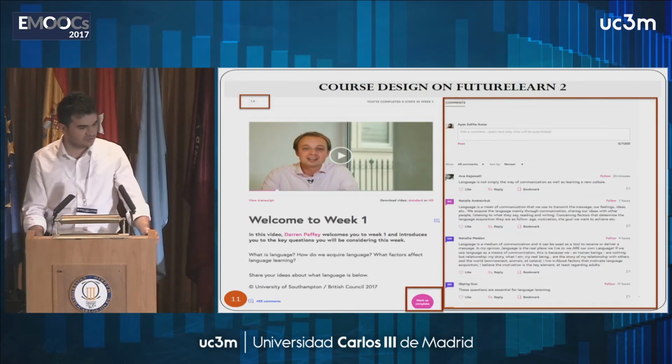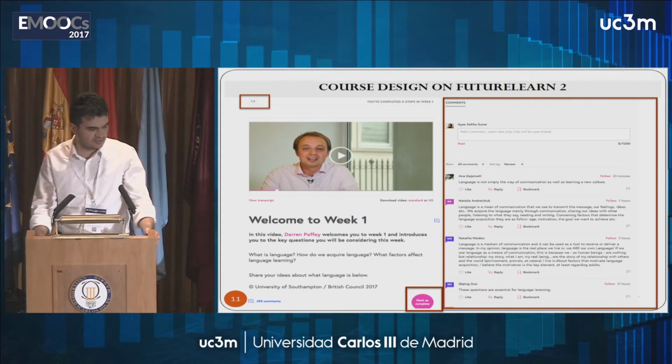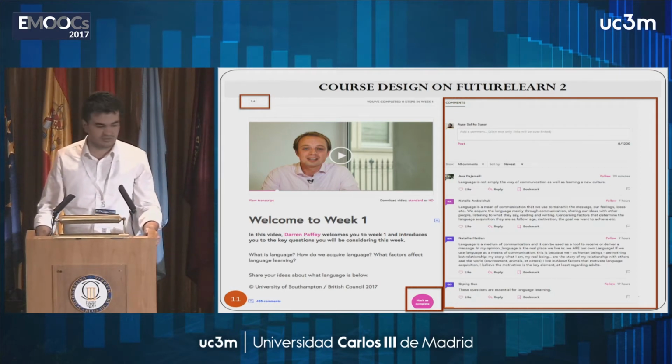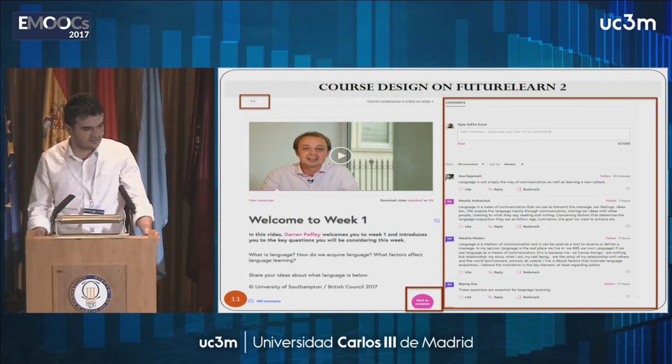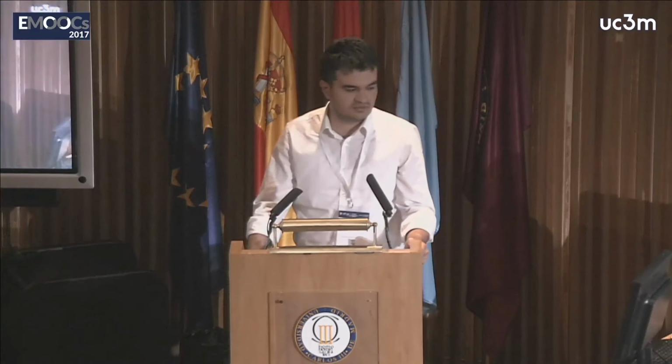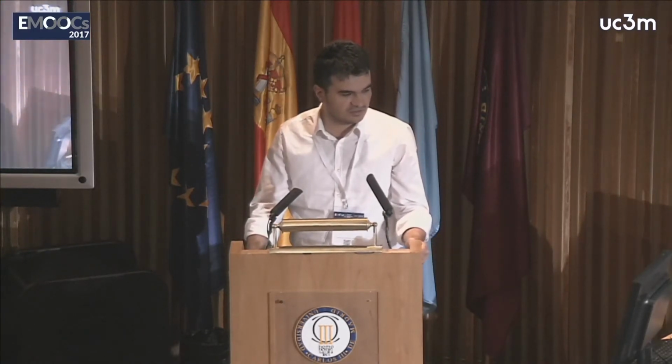And the next slide shows us that in every step and in every week, a forum is integrated into the FutureLearn platform. Users can interactively use this platform and interact with each other. Social media features like comment, reply, and follow are also integrated into this platform, so it is easy for us to analyze them. And users can mark a step as complete when they complete it on the FutureLearn platform.